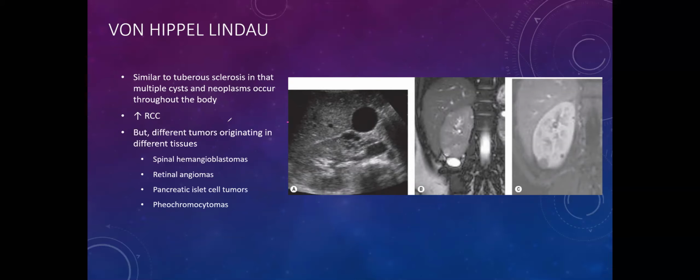And so even though it's all over the body, these tend to be spinal hemangioblastomas, retinal angiomas, so unfortunately a lot of these people go blind, pancreatic islet cell tumors, and pheochromocytomas, which we'll talk about probably not on Monday, because that is a tumor on the adrenal gland.